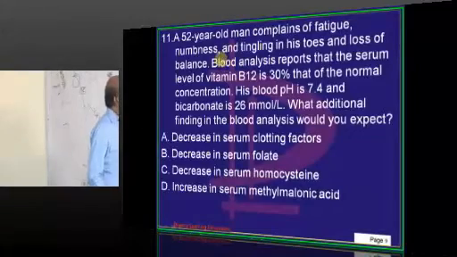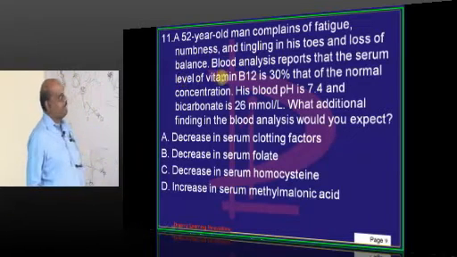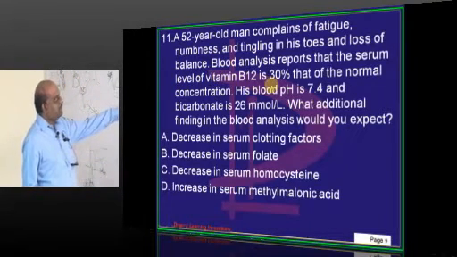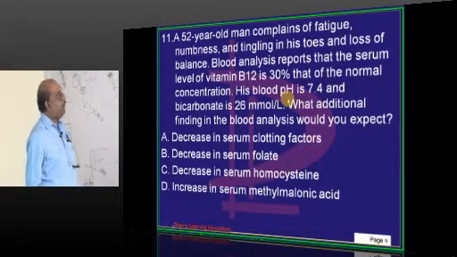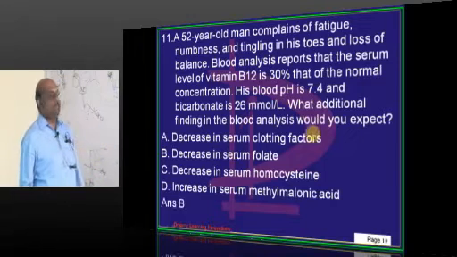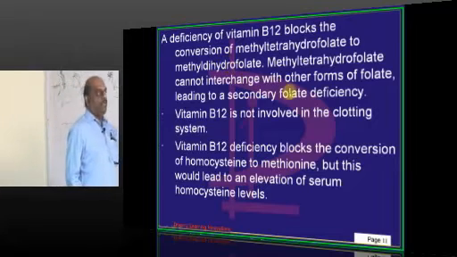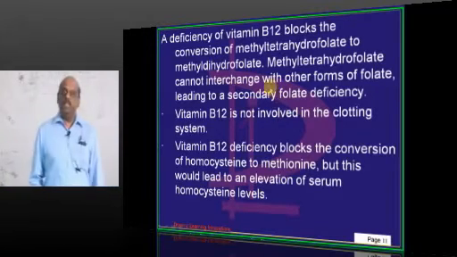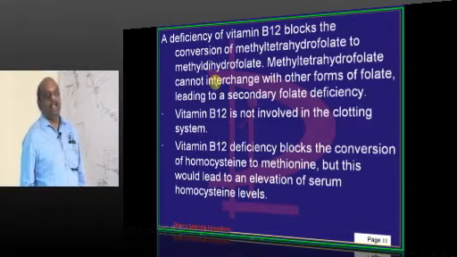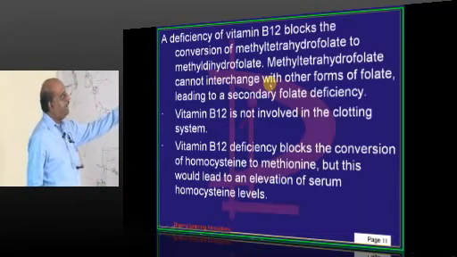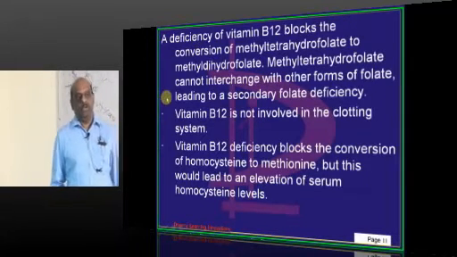Now doctor, a 52-year-old complains of fatigue, numbness and tingling, and loss of balance. The blood analysis shows vitamin B12 is 30%, blood pH is 7.4. What additional finding will you expect in this given case? So, if the vitamin B12 is not there, it is very important for the conversion of methyltetrahydrofolate to tetrahydrofolate, and that is the reason it leads to a secondary folate deficiency, is what you need to fundamentally remember.